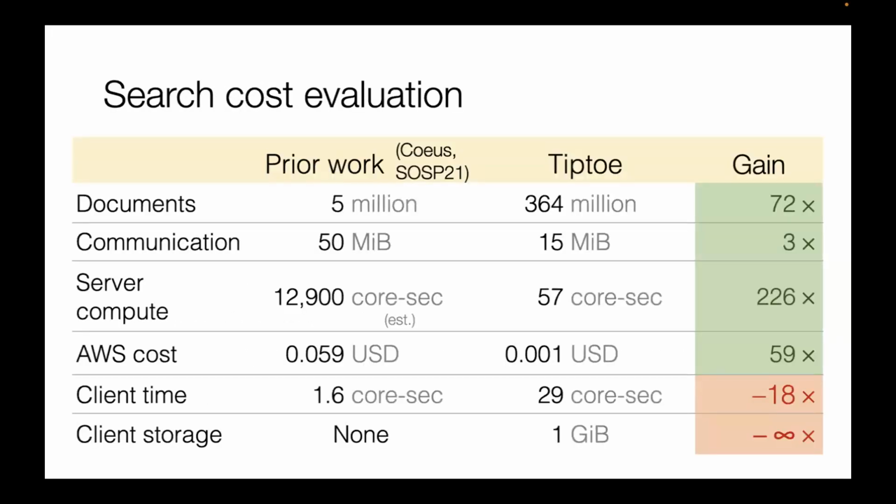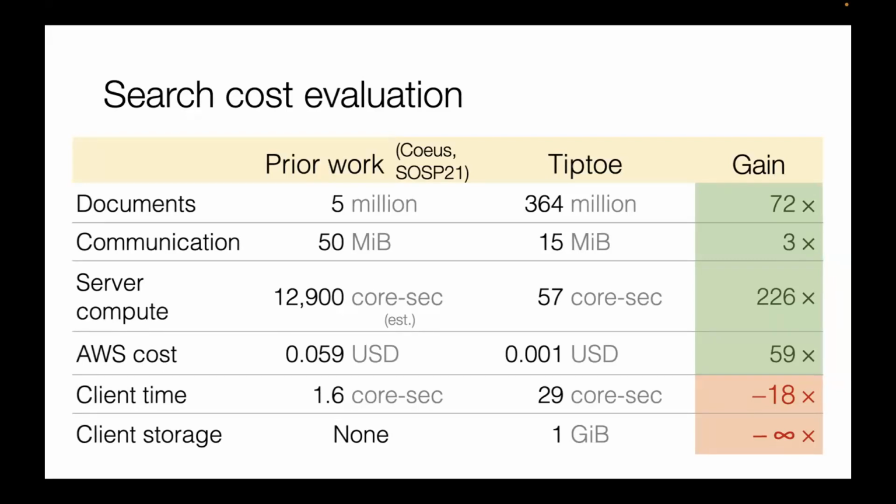So first, we evaluated TIPTO search cost. And here I'm comparing to COAS, which is the prior state-of-the-art private search system, which was designed for private search over Wikipedia. Since TIPTO runs over an entire crawl of the web, this is roughly 70 times more documents. And we see that TIPTO also achieves roughly 3 times less communication, roughly 200 times less server computation, and overall this gives an AWS cost per query that's roughly 60 times smaller.